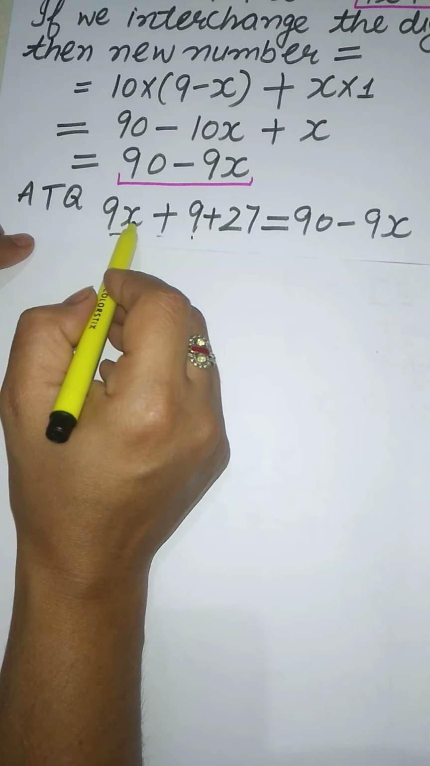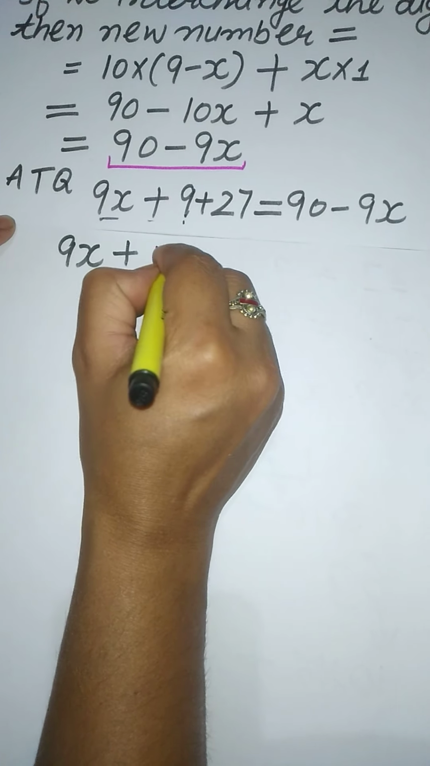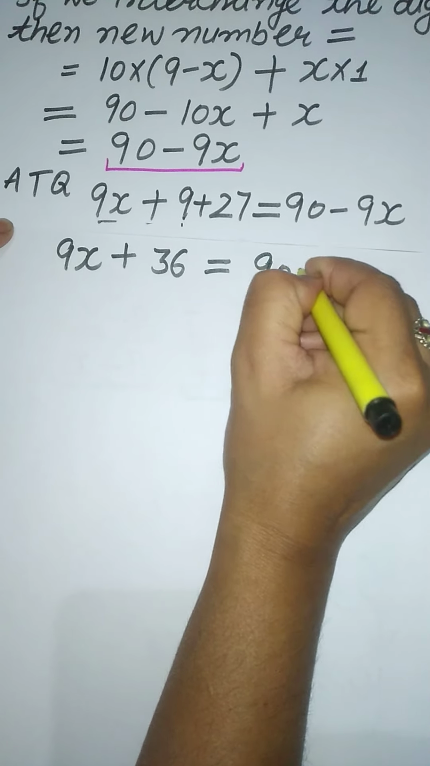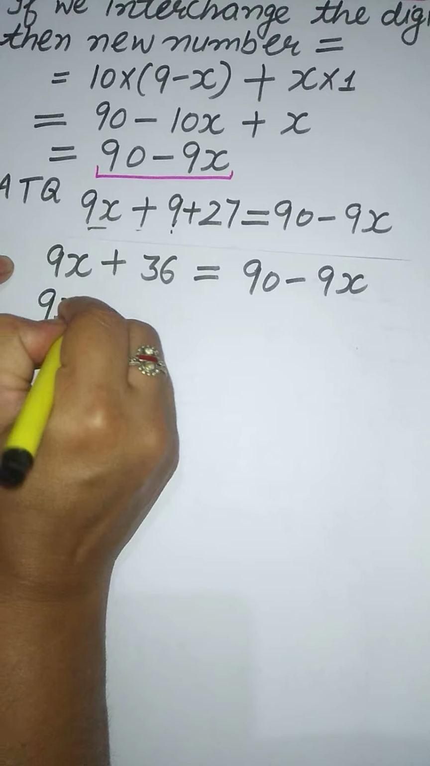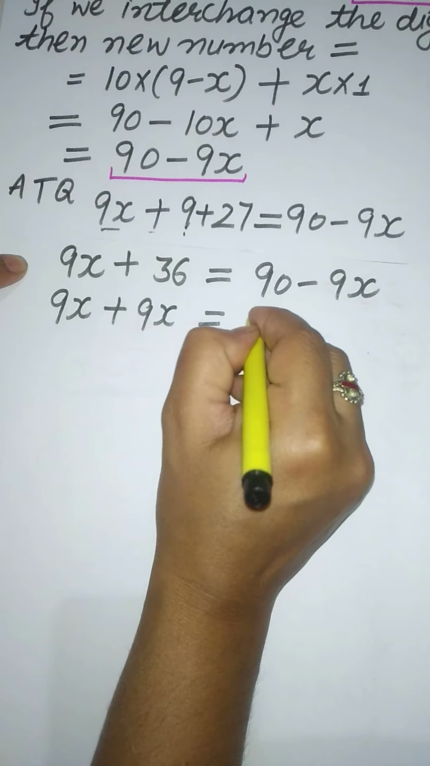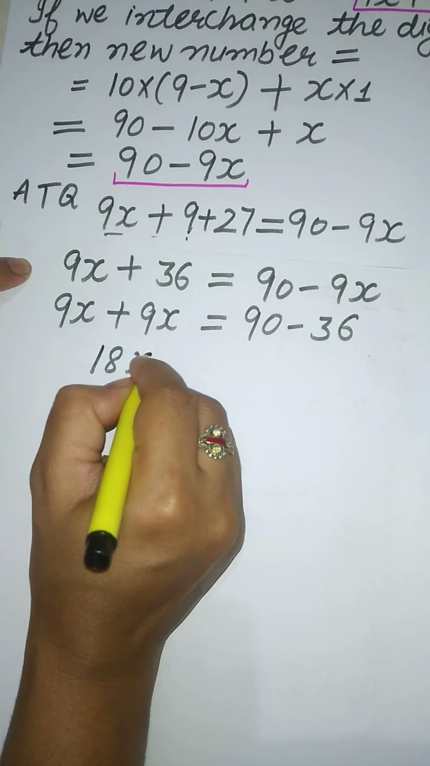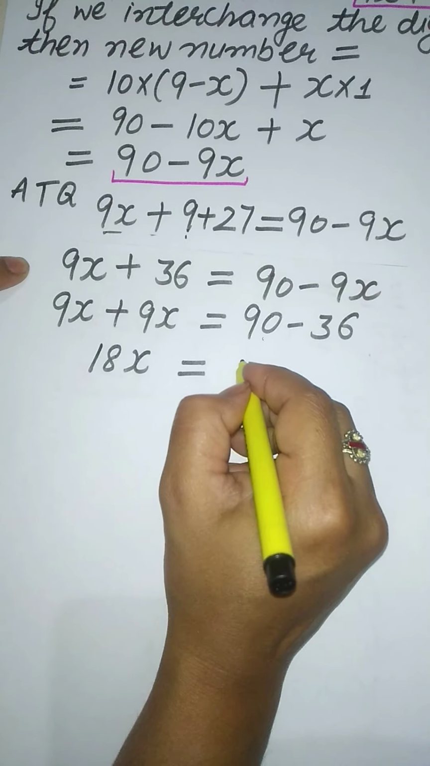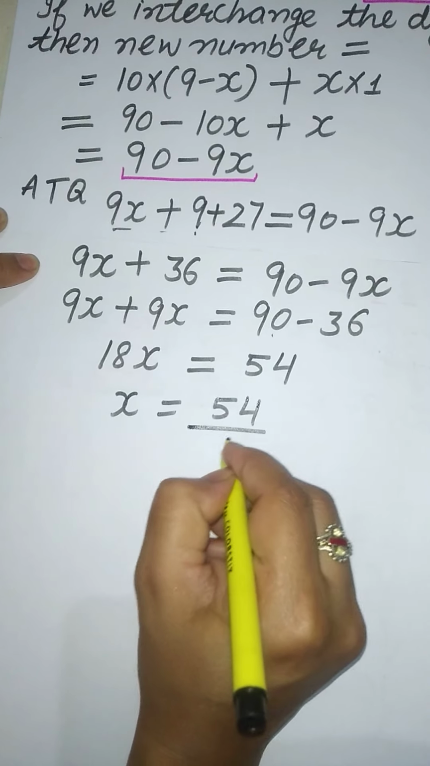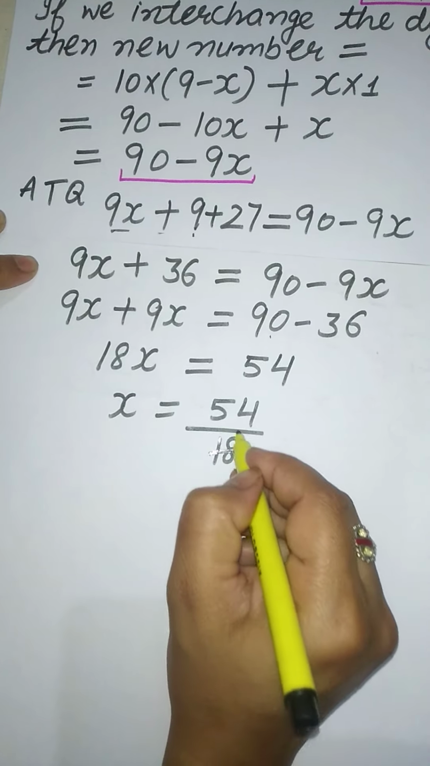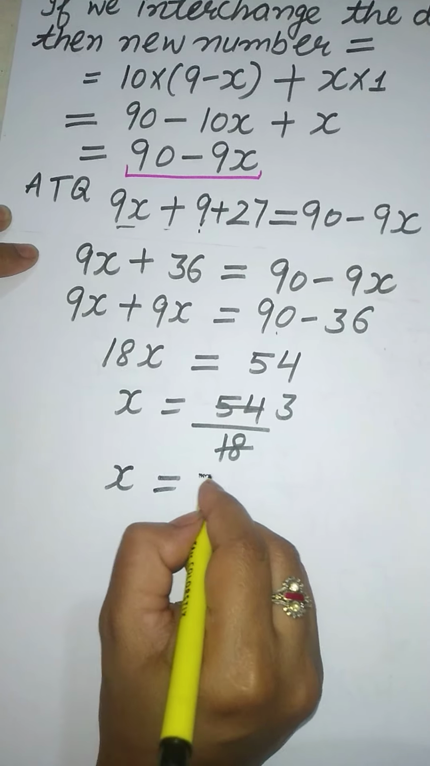Now solve the equation. 9x as it is, 9 plus 27 is 36, is equal to 90 minus 9x. Now transpose the terms: variable terms on the left side and the constant terms on the right side. 9x plus 9x is 18x. 90 minus 36 is 54. x is equal to 54 divided by 18. 18 threes are 54. So the value of x is 3.